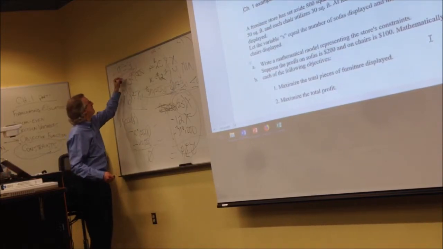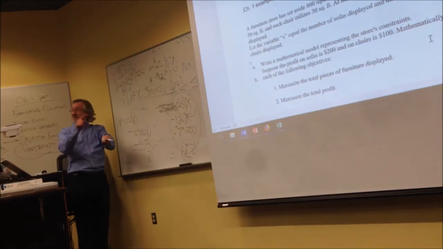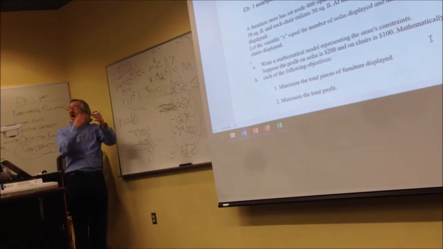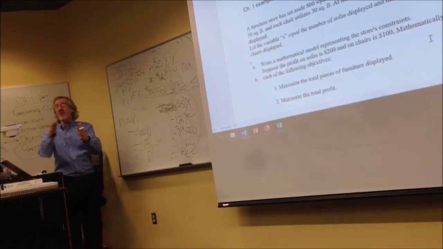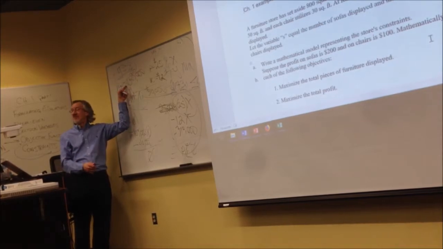Wait, at most. See how I just changed it? You read the sentence. However many you make must be 10, that's an equal. However many you make cannot be more than 10. However many we make has to be less than or equal to 10.